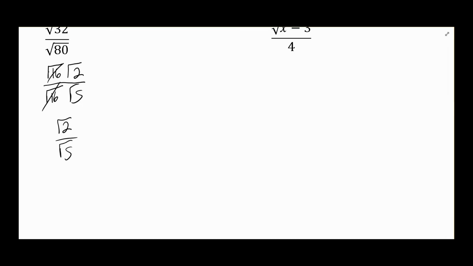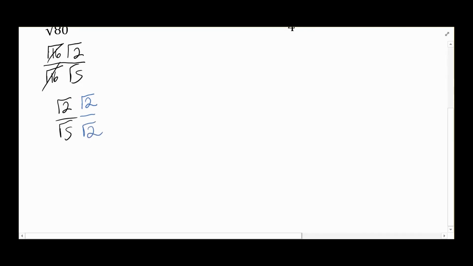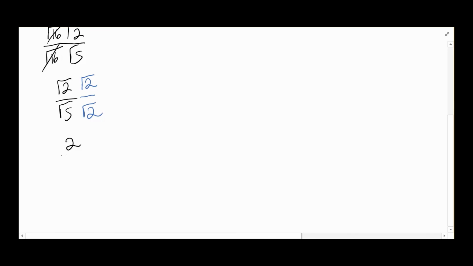Now, since our goal in this problem is to rationalize the numerator, we want to multiply by whatever it takes in the top to bring it up to a perfect square. So that's going to be root 2 over root 2. That's going to get us 2 in the top, root 10 in the bottom. And that's actually the answer for rationalizing the numerator.